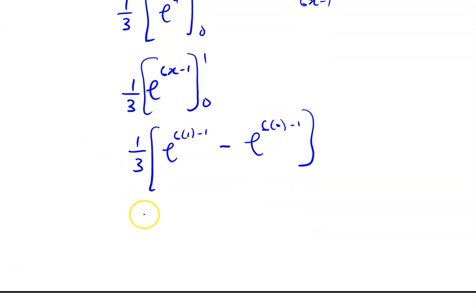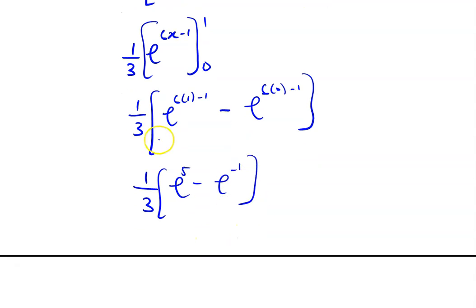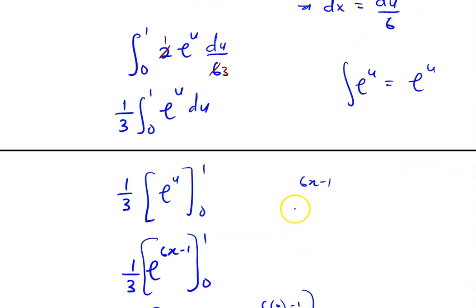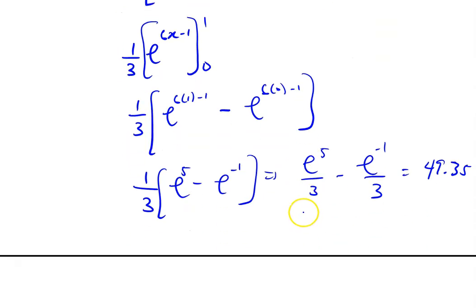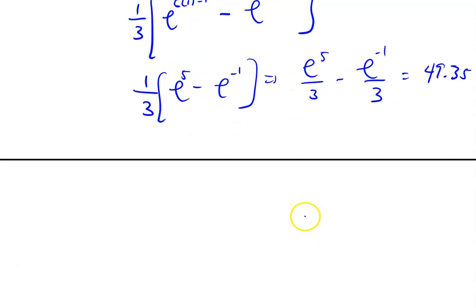So what do I have? I'm going to get 1 on 3 e^5 minus e^(minus 1), which is the same as what we had there. If I distribute the 1 on 3, I'm going to get e^5 on 3 minus e^(minus 1) on 3, right? And this should give me 49.35.